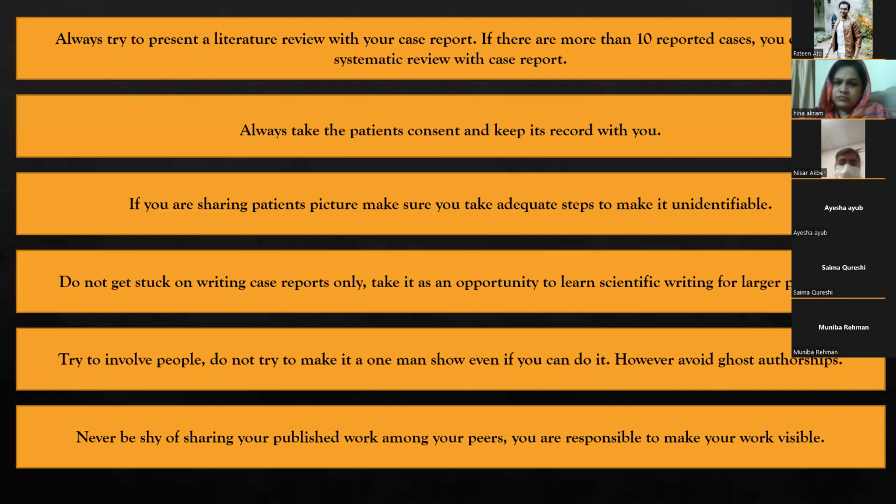Never be shy of sharing your published work among your peers. You are responsible to make your work visible. The more your case report will be visible, the more chances that it will be read, of course, and ultimately the more chances it will be used in the scientific studies, and you will get more citations.